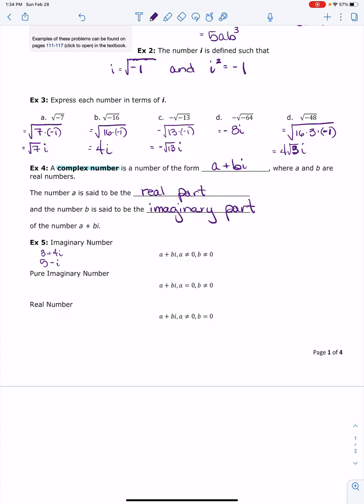We can also have pure imaginary numbers, and that is defined as a plus bi, where a is 0. That just means there's no real part. And so we get bi only, 7i, negative i, 143i, whatever we are working with. Those are pure imaginary numbers. And then we also have real numbers of the form a plus bi, this time where b is 0. And so this is just a, and these are real numbers the way you're used to seeing real numbers. 13, 1, negative 4, all of these are purely real.